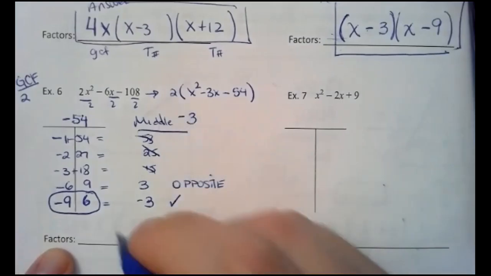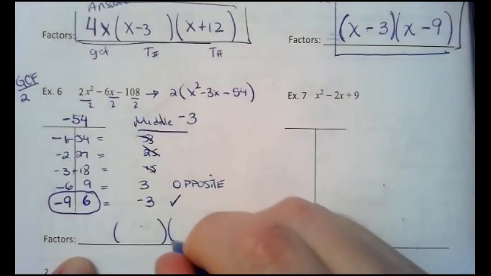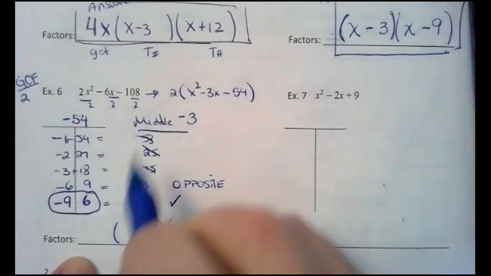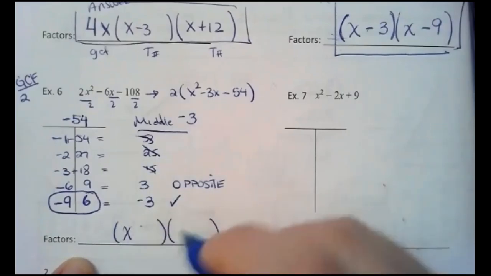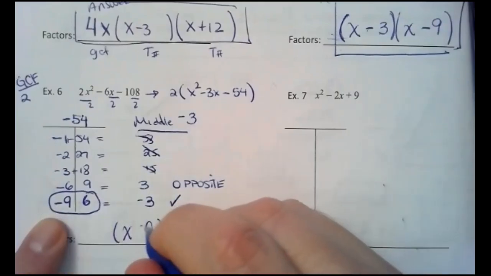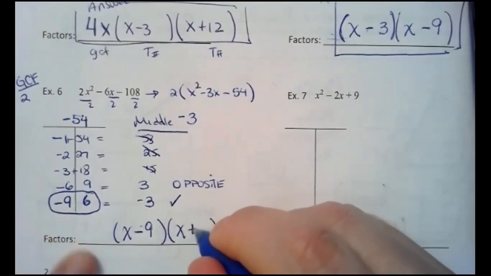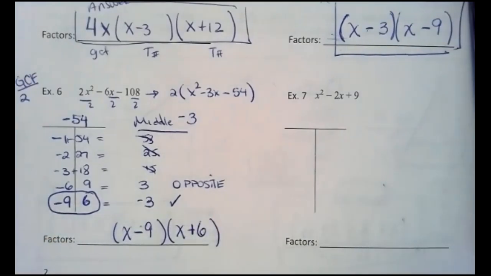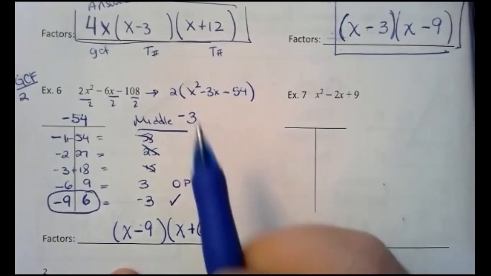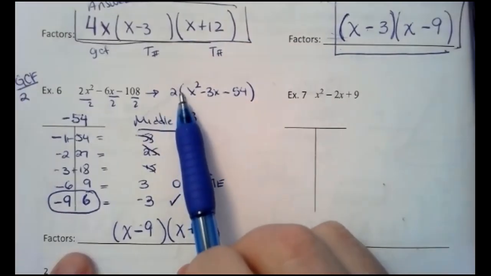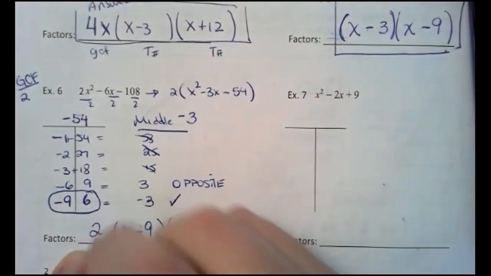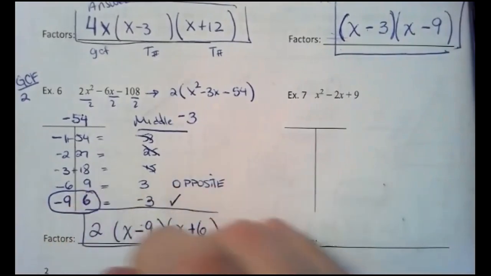Let's finish it. I have a feeling you're going to get this wrong. Let's start with x and x. Let's start with negative 9 and positive 6. Can you tell me why this is wrong? Caitlin, you got it right, though. What's my answer missing? Put a 2 in the front. That's your greatest common factor.